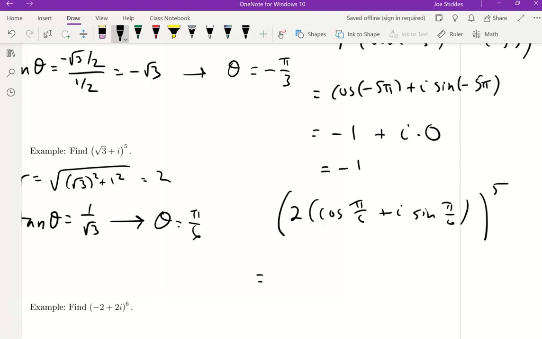Say it again. Yeah, so the 5 will get multiplied by the pi over 6. What about with the 2? Good. So it'll be 2 to the 5th cosine of 5 pi over 6 plus i sine of 5 pi over 6.